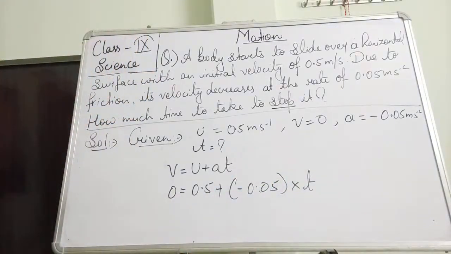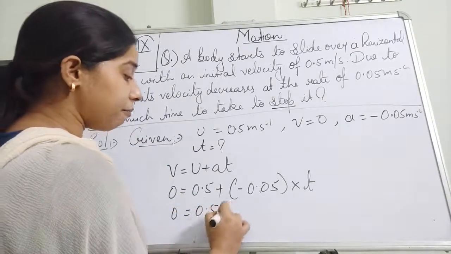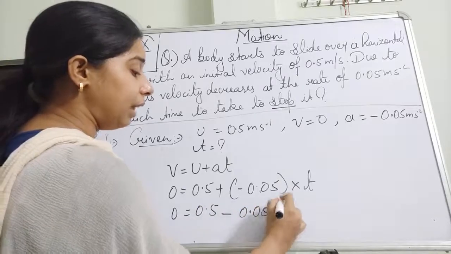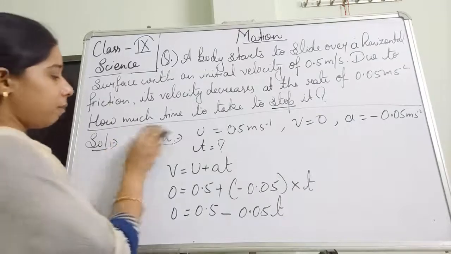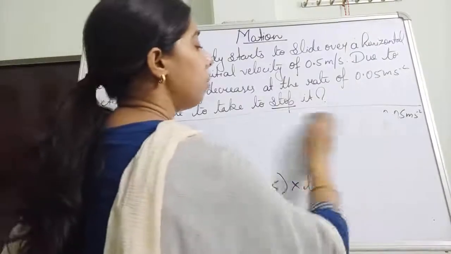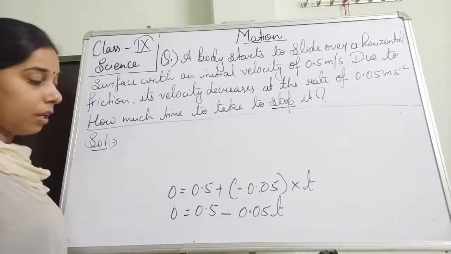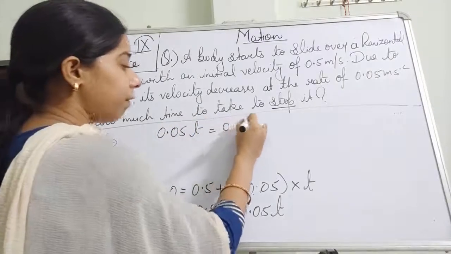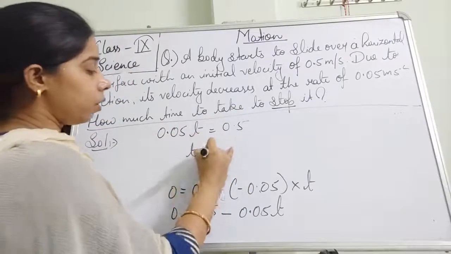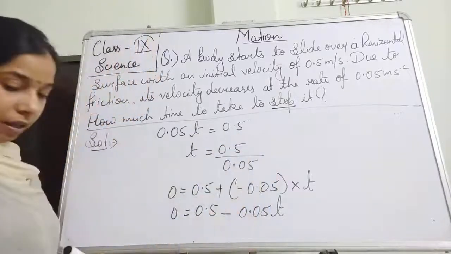So now this becomes 0 equals 0.5 minus 0.05t, right? It will be like that. Now we can simplify it. This minus will come to this side, so it will become 0.05t equals 0.5, or t equals 0.5 upon 0.05, right?